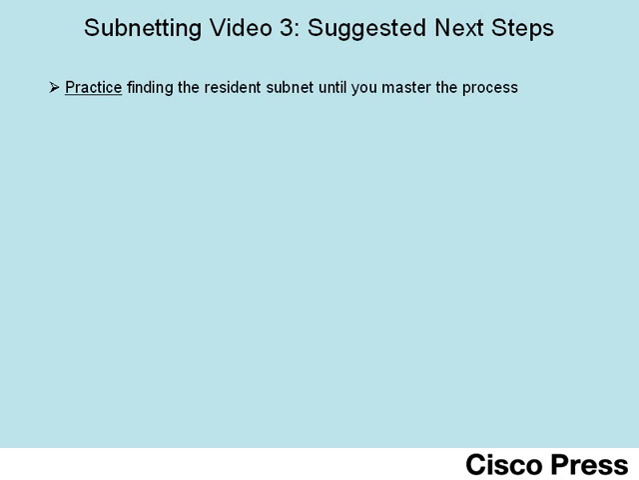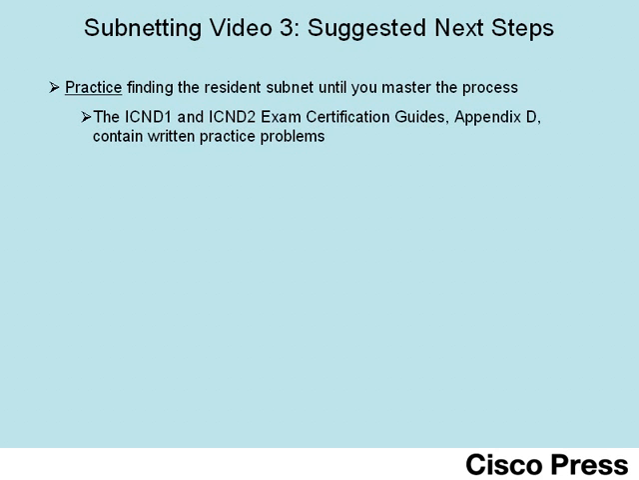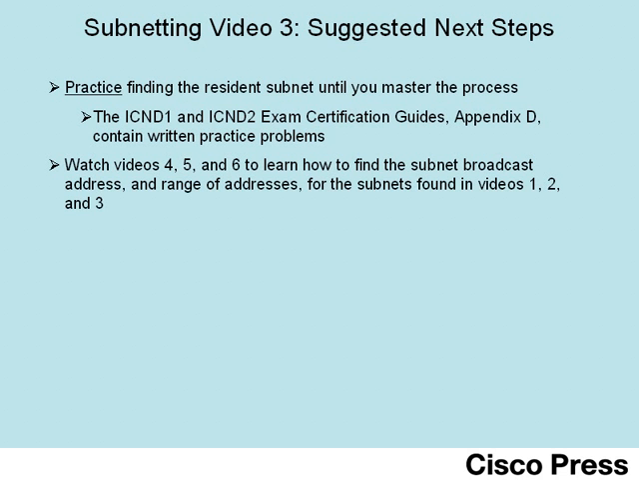Now that you've seen several examples of how to use this process, it's important to practice until you get good at the process and you're not thinking about each particular step. Of course, the ICND 1 and ICND 2 books, Appendix D, have more example practice problems along with explanations of how to find the answers to those problems using this shortcut process. At that point, you'll probably want to move on to watch videos 4, 5, and 6, which show how to find the subnet broadcast address and range of valid addresses in each subnet.